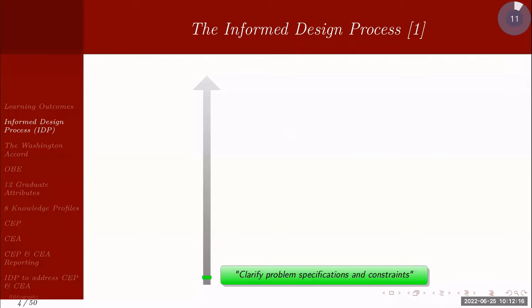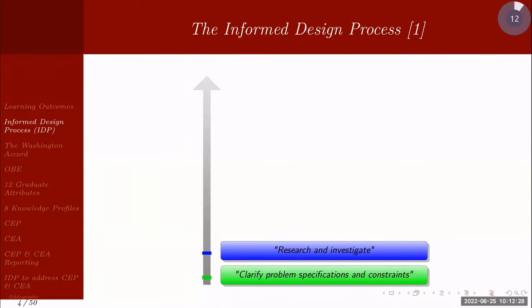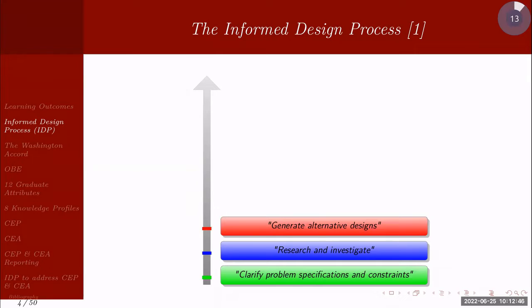So first, in the beginning of a design process, you should clarify problem specifications and constraints. Then you try to conduct research and investigate different things related to the project. This is more like literature review, typically known as literature review. So you need to do that. That's the second stage. Third stage is to generate alternative designs.